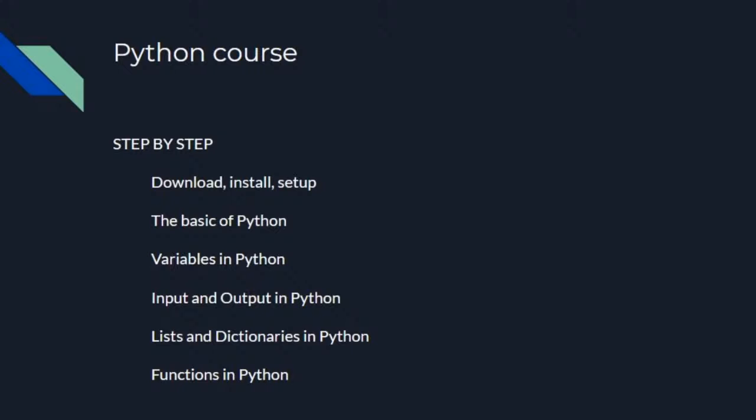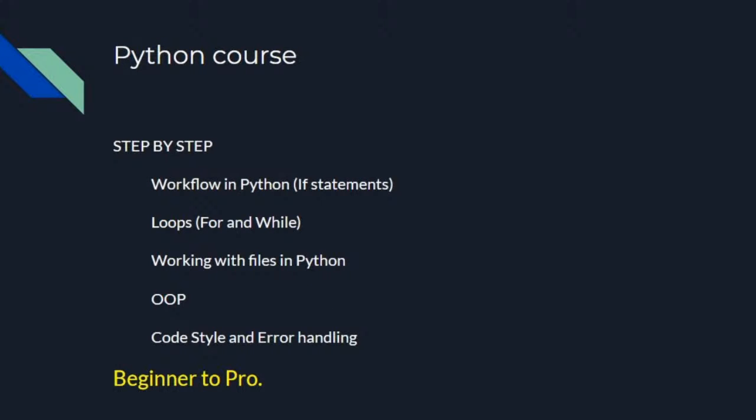This course will teach you Python from scratch, and we will do that step by step. We will start from downloading Python, installing Python, and setting up your environment until you become professional in Python. So first we will see how you can download Python, install Python, and set up your environment. Then we will have a look at the basics of Python, and then at variables in Python, inputs and outputs in Python, lists and dictionaries, functions in Python, workflow like if statements, loops like for or while, working with files, object-oriented programming, and code style and how you can handle errors. So until you become professional in Python.